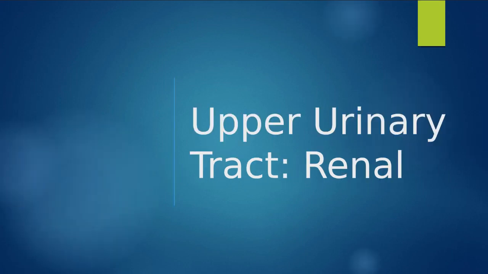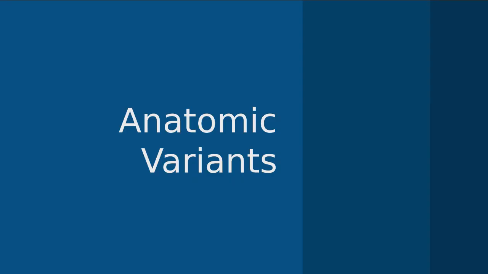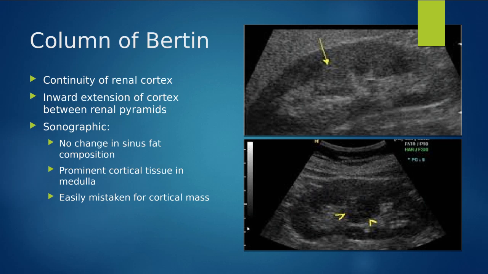So like we said, today we're going to be talking about the upper urinary system, talking about the renals, the kidneys themselves. So let's talk about our anatomic variants first. If you were in my lab group last week, I apologize.